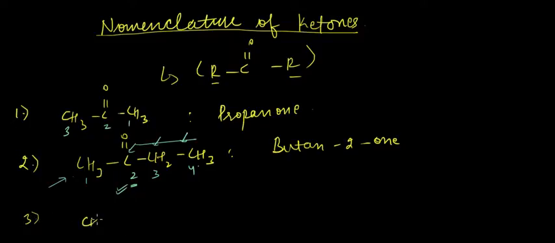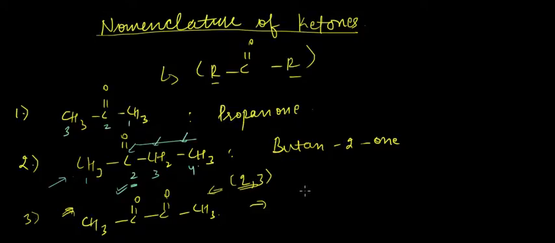Let's see another example. We have something like this. So what would be the name of this compound? You can start numbering from either carbon atom, it doesn't matter, because from both directions we will find the ketone group at positions 2 and 3. So the name would be butane-2,3-dione.